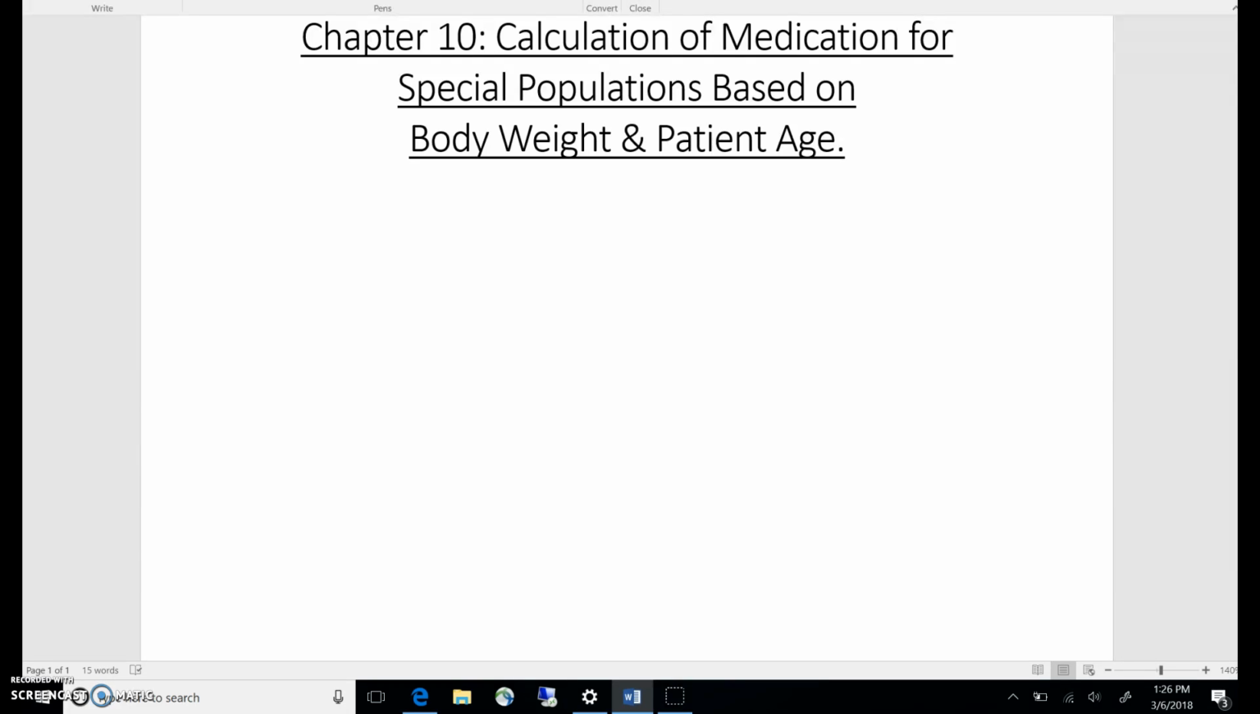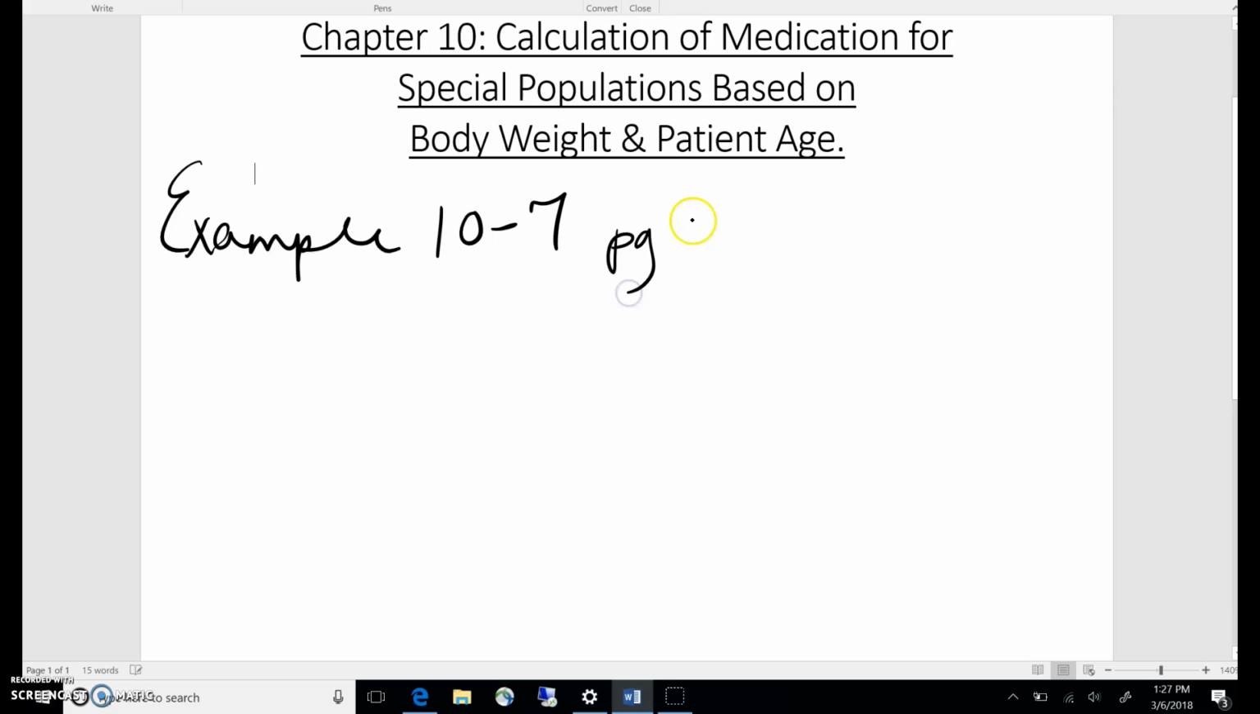All right, this is Chapter 10, Lecture 8. Chapter 10 is titled Calculation of Medication for Special Populations Based on Body Weight. I am going to pick back up on my lecture from Lecture 7, and we're going to now pick up Example 10-7. So if you are following me within your book, look at Example 10-7 that is on page 361.